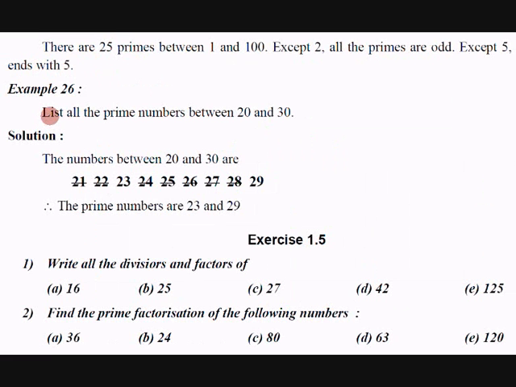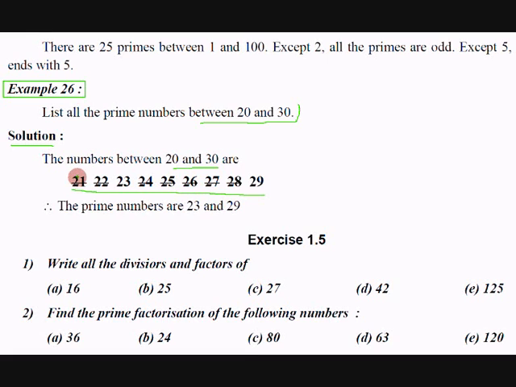Okay. List all the prime numbers between 20 and 30. This is part of example 26. How to find the solution? The numbers between 20 and 30. We will use the sieve method. Okay, what is the sieve method? The Greek mathematician's method, right? We just write down all the numbers between 20 and 30: 21, 22, 23, 24, 25, 26, 27, 28, 29, right?